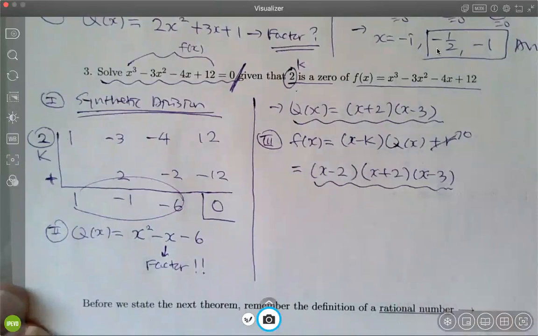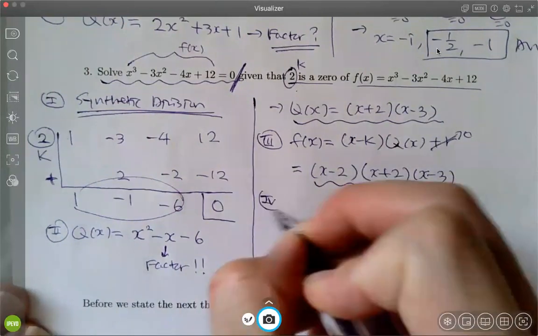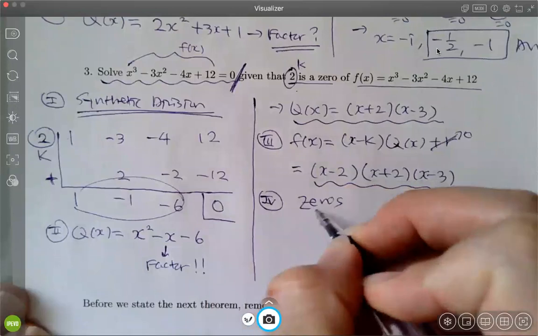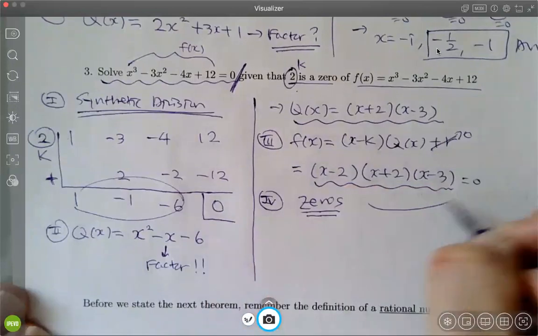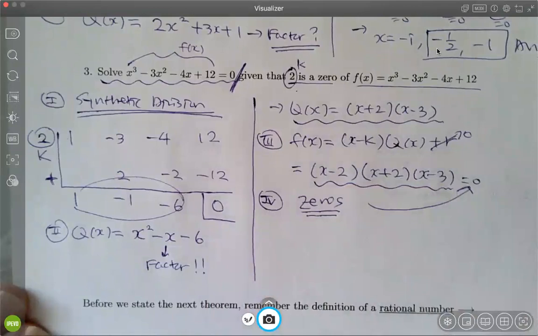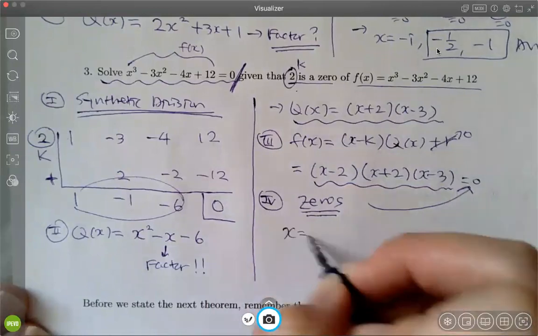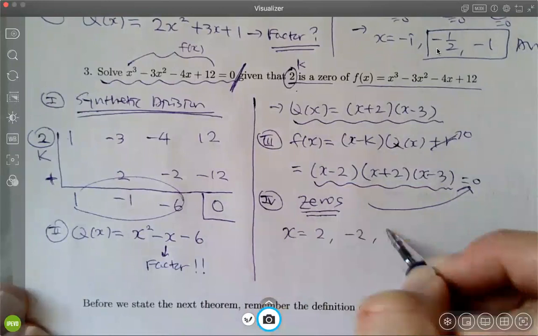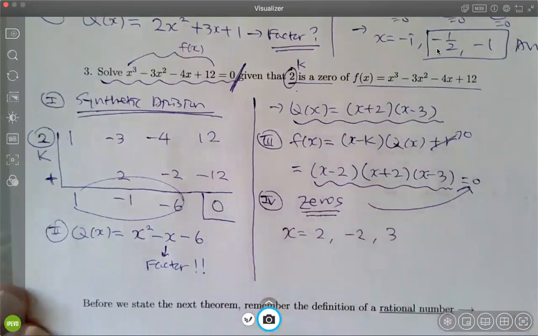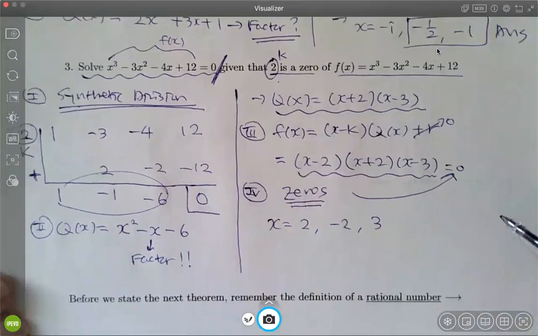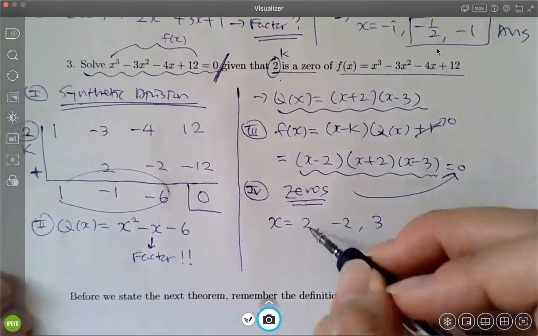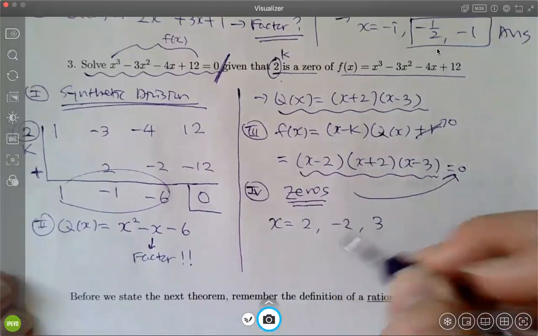Okay, so now what do we do? So now we find the zeros, right? So what does that mean? Set this whole thing equal to 0. So what do we get? X is equal to 2, negative 2, and 3. Okay, so now here comes the tricky part. Do we cross out this 0 because it was given?